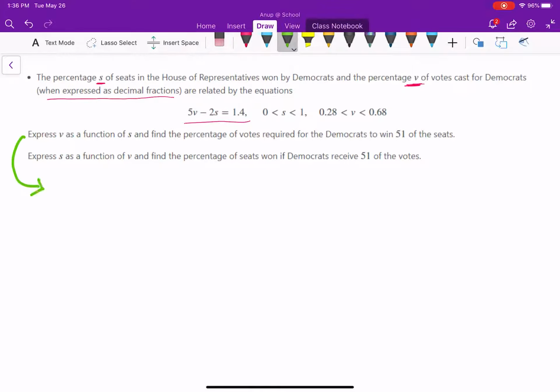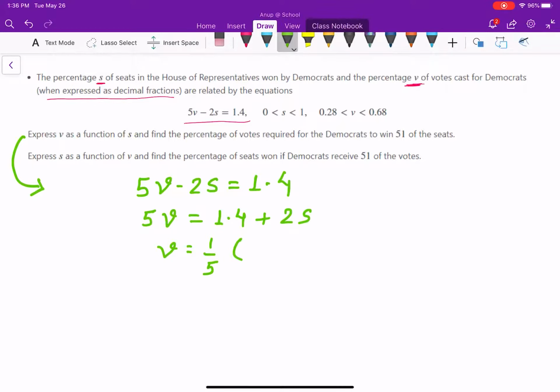Right, so that is our first question. How can we solve it? We have 5V minus 2S is equal to 1.4. So let's solve for V in terms of S. To do that, let's add 2S on both sides, so we get 1.4 plus 2S. And then divide by 5 on both sides, and we get V equal to 1 over 5 times (1.4 plus 2S). So this is V as a function of S.